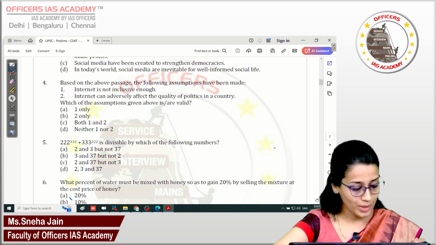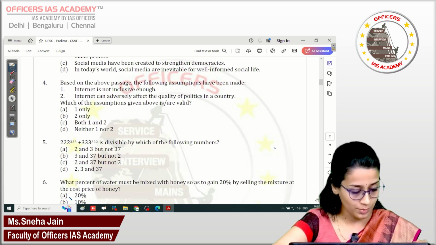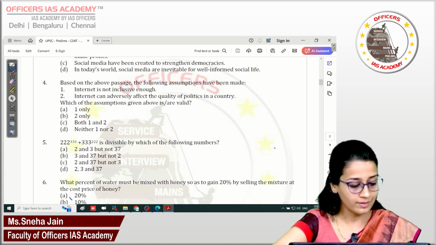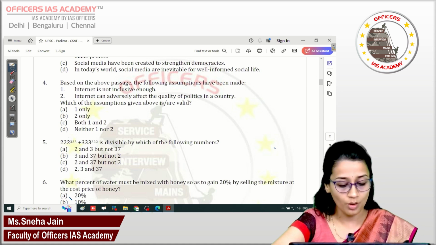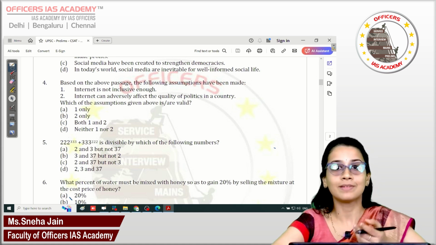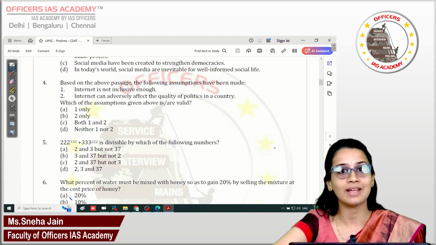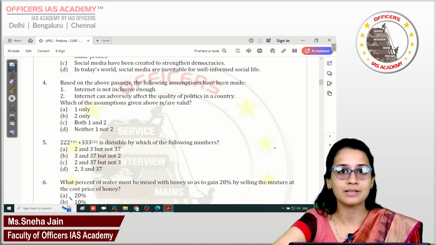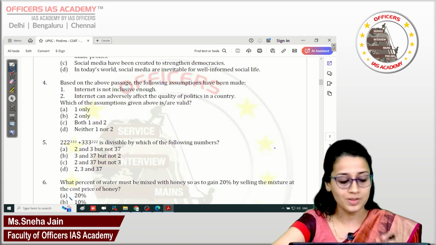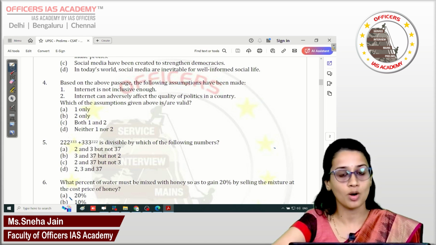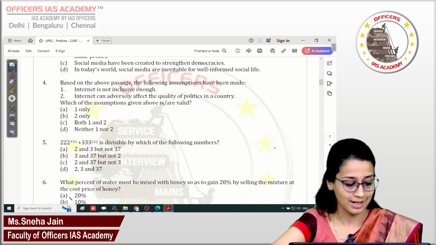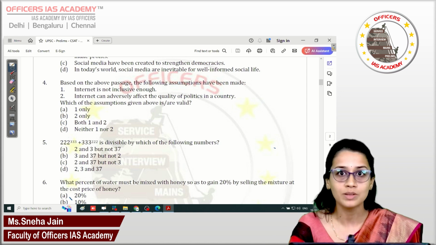So here we have question number 5: 222 to the power 333 plus 333 to the power 222 is divisible by which of the following numbers? This question is from the area number system, and in number system there are two subtopics which are covered by this question: unit digit and rules of divisibility. This question is testing a knowledge of both the areas. So let us go ahead and see what we can do with the question.